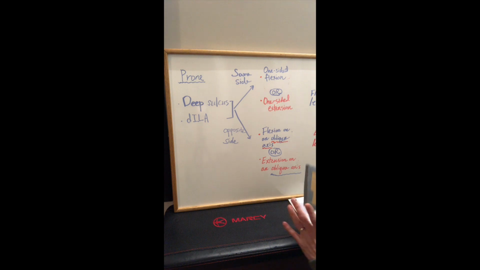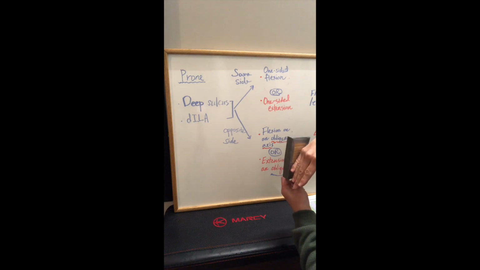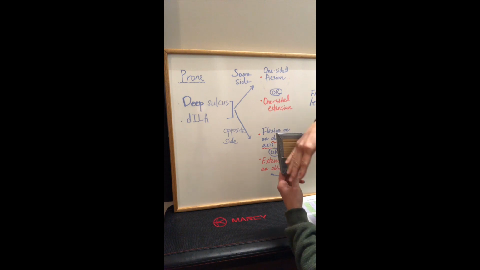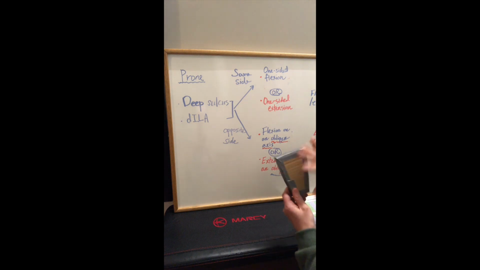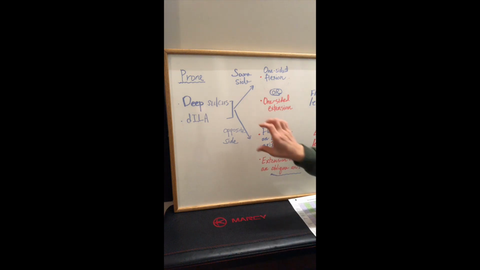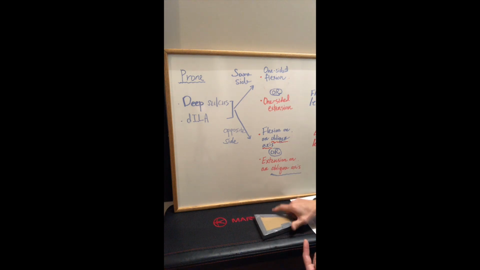So going back to the formula, if the deep sulcus and DILA are on opposite sides, then the lesion or dysfunction happened on the oblique axis. This is a rotation on the oblique axis, either this axis or that axis. And if the deep sulcus and DILA are on the same side, then it's either one-sided flexion or one-sided extension. So just by focusing on these, we already narrowed down the options to 2 instead of 6. Then now we just need to know which one it is. Which one is the actual lesion out of the 2 possible ones.